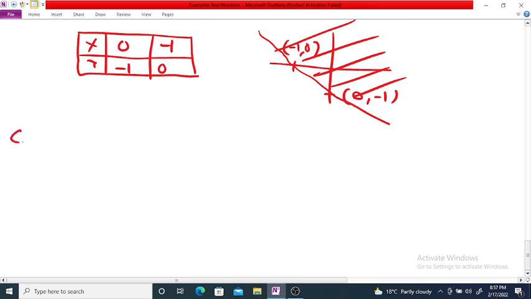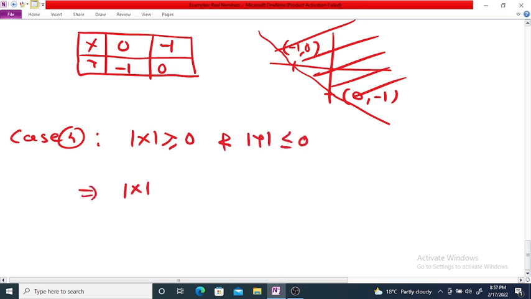Now the last case, case number 4, if x is greater than or equal to 0 and y is less than or equal to 0, this implies |x| is equal to x and |y| is equal to minus y.